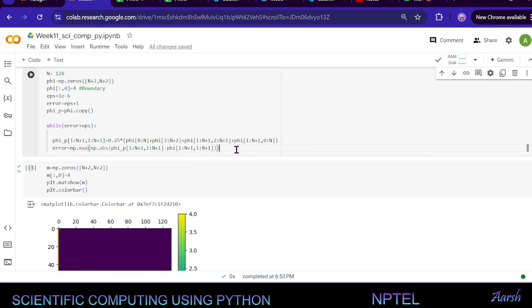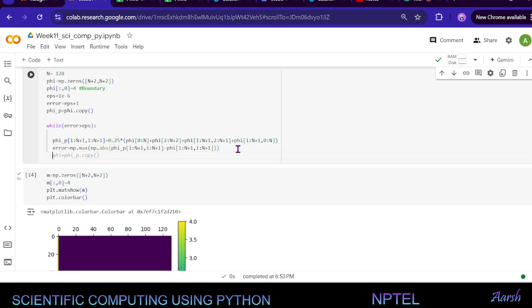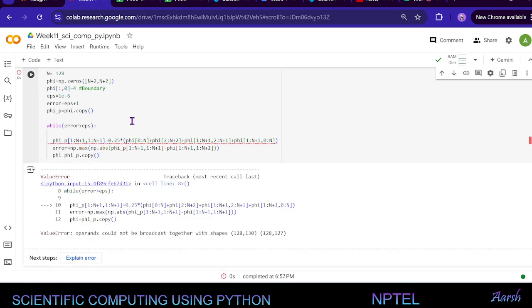And then we need the copy of this. So we write phi as phi p dot copy. Okay, so this new phi p is saved as phi, which will serve as old phi for the next iteration. And anything else? Let's just run this. I think that this should do.